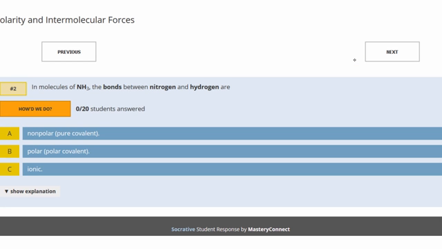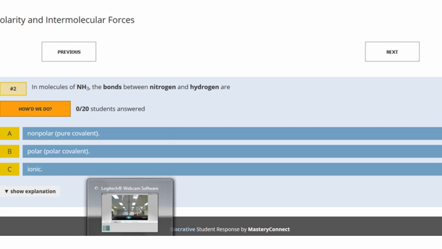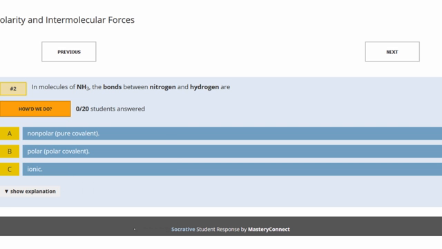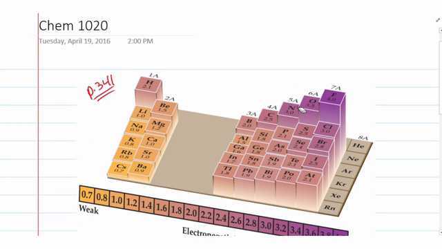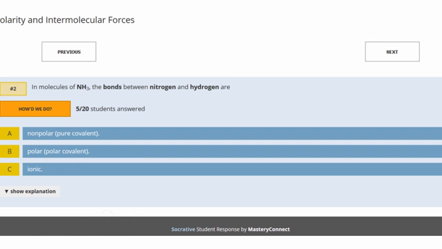Next up, in molecules of NH3, and I'm going to show you that structure again here in just a moment, you can use your electronegativity table if you need to. The bonds between nitrogen and hydrogen, are they nonpolar, are they polar, or are they ionic? If you need the electronegativity values, hydrogen sits here at 2.1, nitrogen at 3.0. So are the bonds polar, nonpolar, or are they ionic?